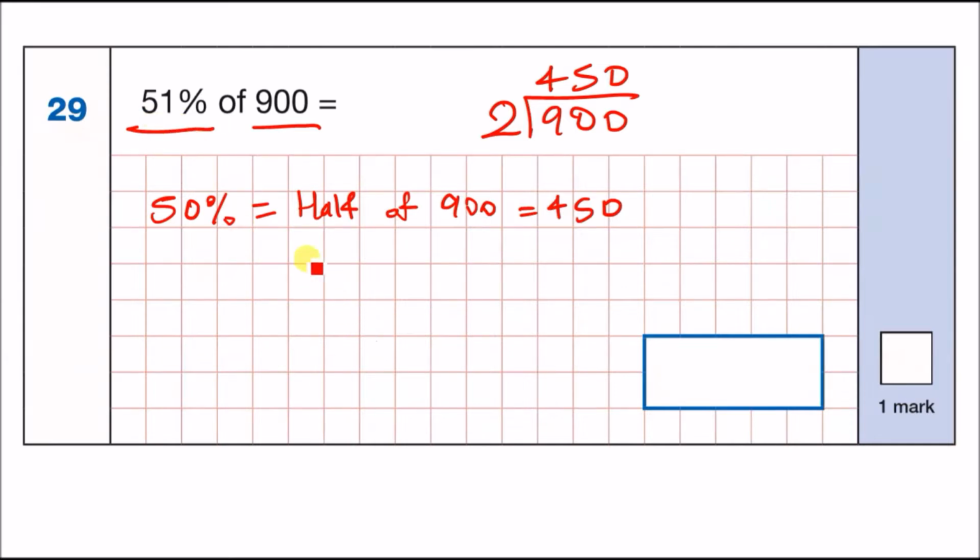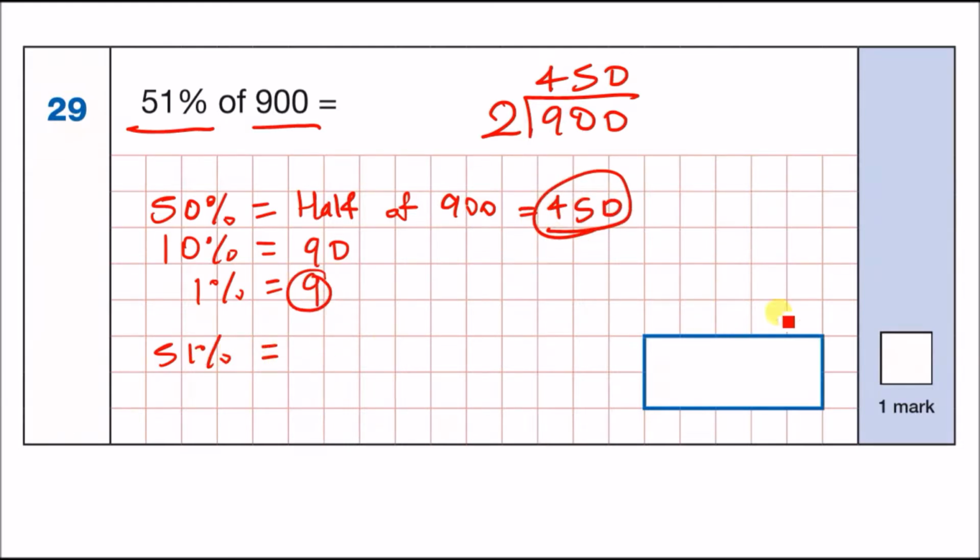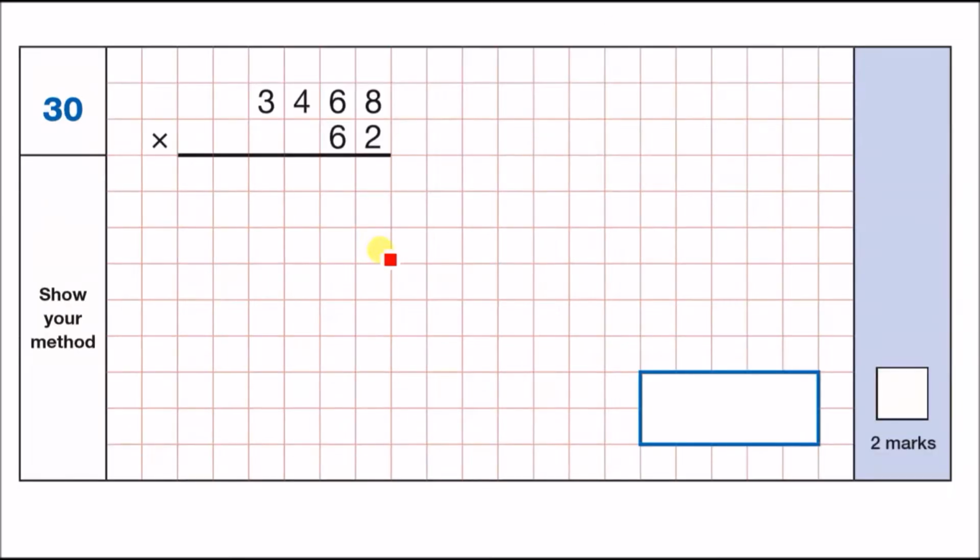So to find 1%, that's also not too bad. You can find 10% first, which means divide by 10, so you get 90. And finding 1%, you divide by 10 again, which gives you 9. So finally, to get 51%, it's going to be 450 plus 9, and that's 459.